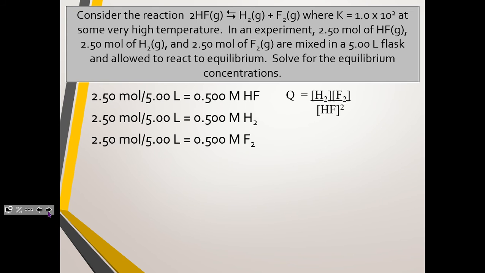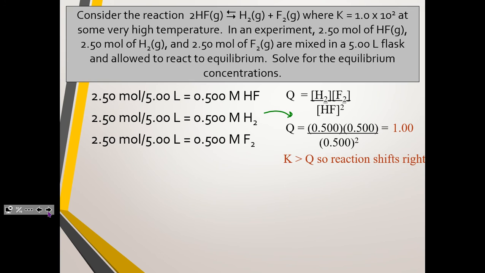So I have to use the reaction quotient Q. Products over reactants. It's a 1-to-1 ratio, except for HF. You'll notice that it is a 2, so we have a squared term on bottom. When I plug in the concentrations initially, Q ends up being a value of 1. They said that K was equivalent to 100, which is greater than 1, so the equilibrium reaction is going to be shifted to the right.